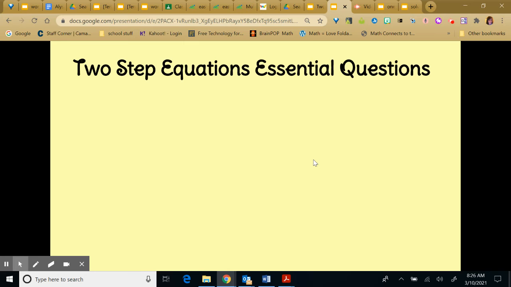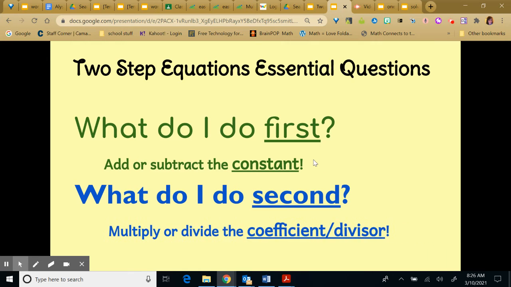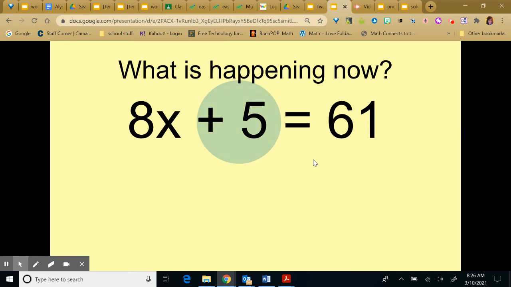Okay, so what do I do first? Again, you're going to add or subtract the constant. What do I do second? You're going to multiply or divide by the coefficient or divisor. Okay, so let's look at this. What's happening now? Remember, our first step is always adding or subtracting the constant. So if we look at this equation, 8x plus 5 is 61. The constant is right here, and it's plus 5. It's a positive 5. Okay, so that's what's happening now.